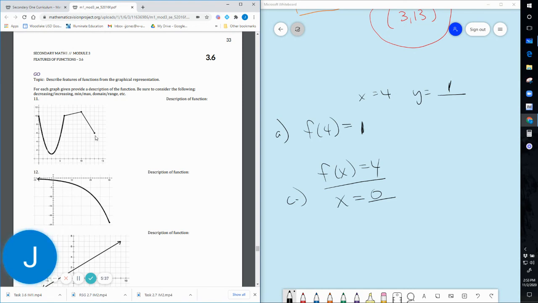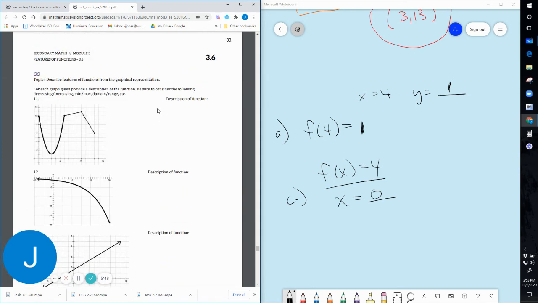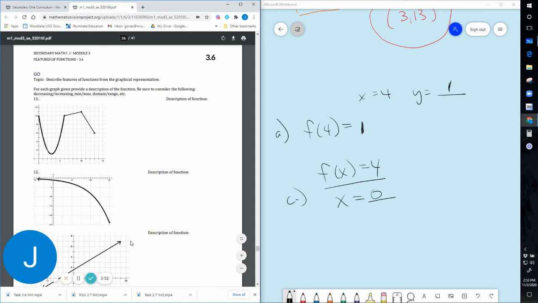Notice on 11, you have a bunch of solid dots. On 12, you have an arrow on the left and a solid dot on the right bottom. And number 13, you have arrows on both sides. So you should be able to do these without further instruction. If not, go back to the features of functions notes.